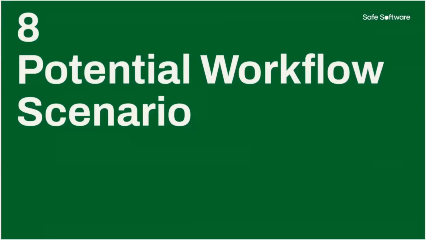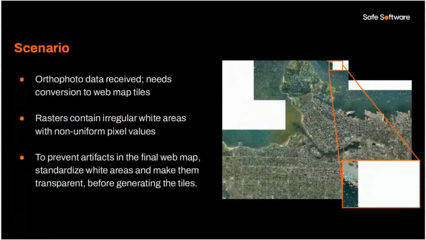Next, we're going to put everything we learned so far together in a potential workflow scenario. For this scenario, we have received some raw orthophoto data that needs to be converted into web map tiles for a transit map of the city of Vancouver. We'll go through processing the raw data into the clean dataset that Crystal used in the Flash demo earlier. These rasters contain irregular white areas that we want to get rid of that also have non-uniform pixel values. This is likely because at some point there was some JPEG compression applied to the source data. To prevent artifacts in the final web map, we want to standardize these white areas and add transparency.